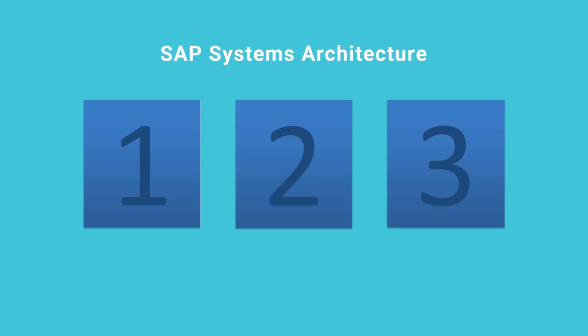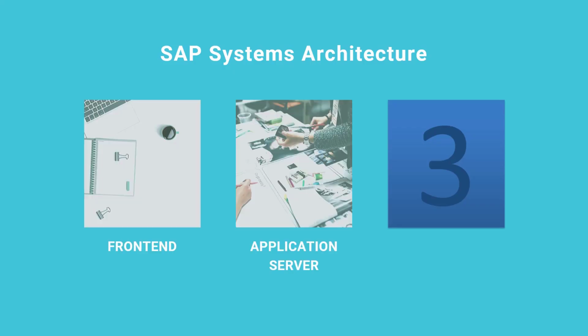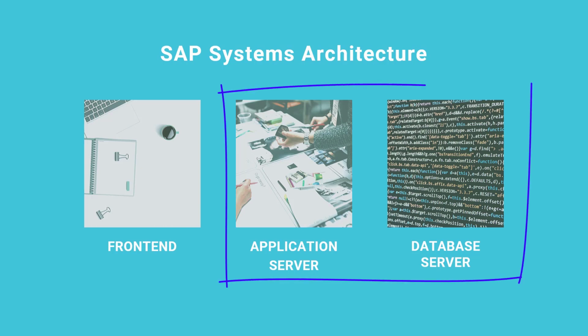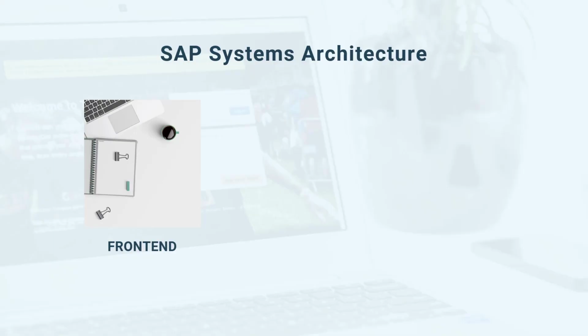An SAP system contains three layers: front end, application server, and database server. Together, it forms what we call a three-tier client-server model. In some smaller size SAP installations, application server and database server might be combined and located in one physical server, but conceptually, it is still a three-tier client-server model. In each tier, we install different types of software which perform their own functions.